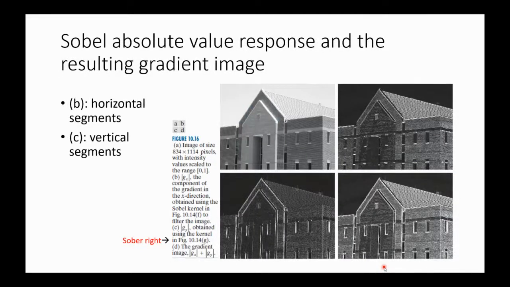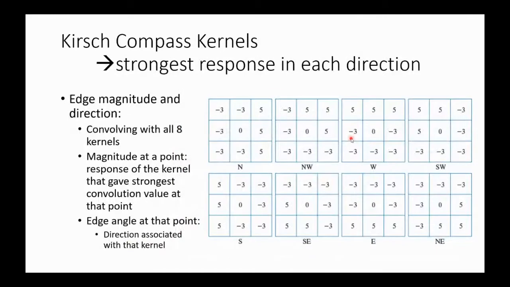Okay, so let's see some results. This is quite a big image, of size 835 by 1014 pixels, with intensity values ranging between 0 and 1, just to facilitate what we're doing. Image B gives you the x component of the gradient; the Sobel kernel gives a very pronounced response on pixels that lie on horizontal lines.